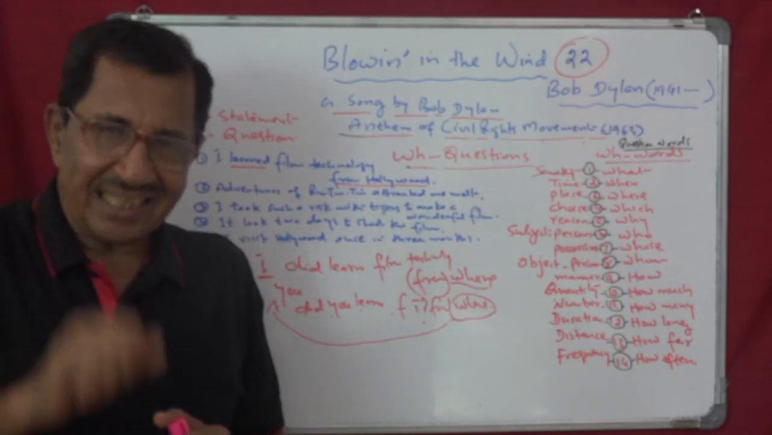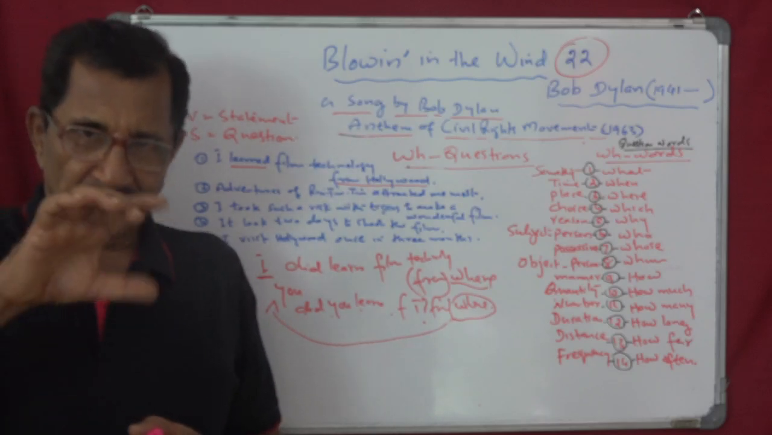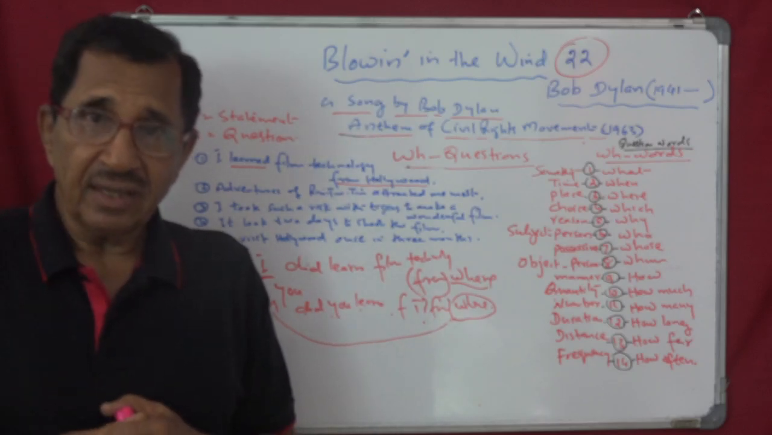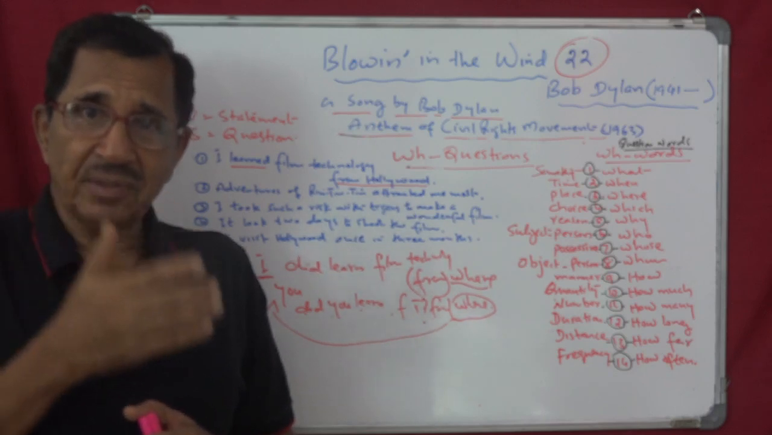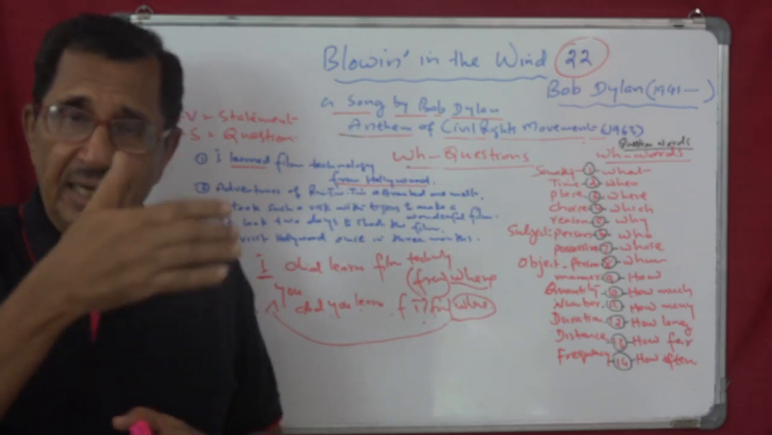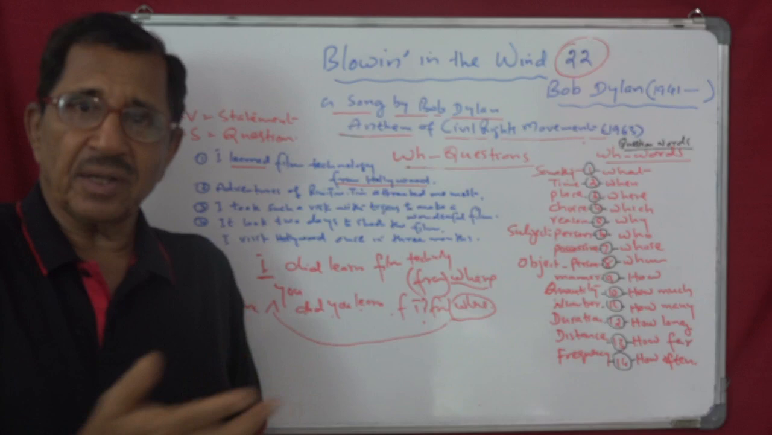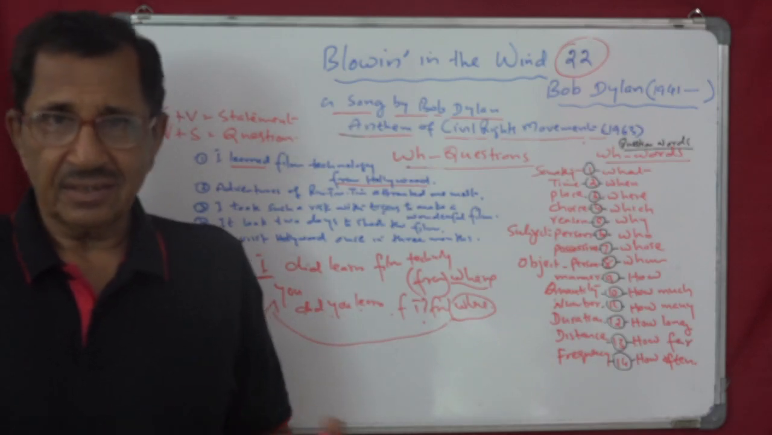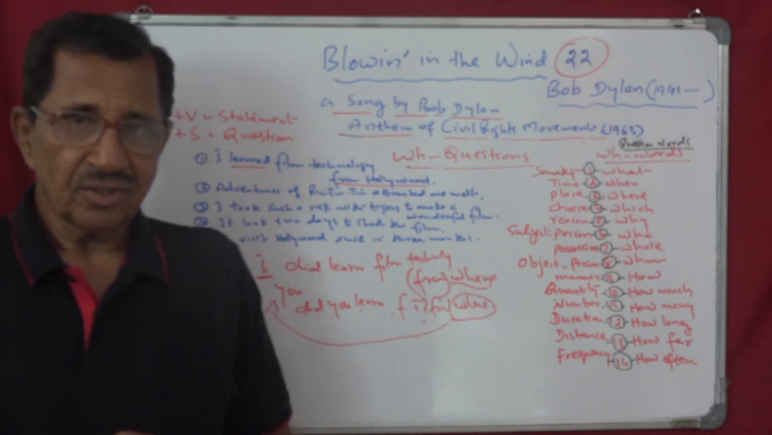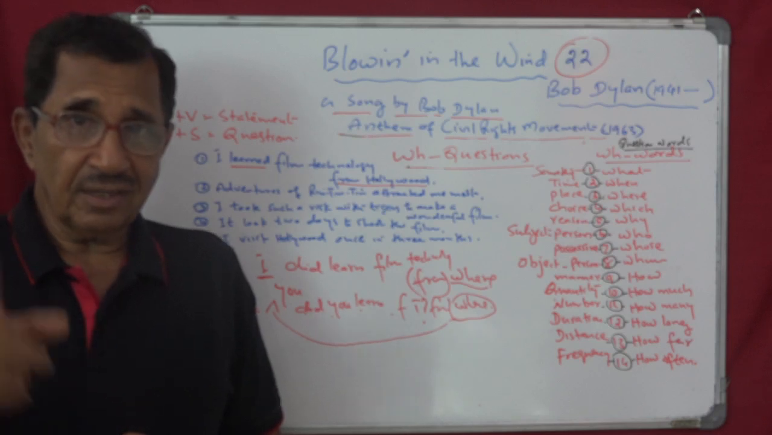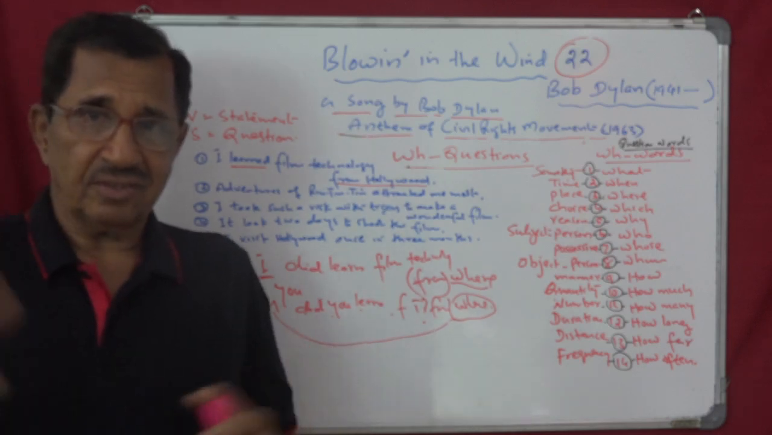Understand? It doesn't carry tense. A form that does not carry the tense. Why? Because the tense has already been taken from that verb and added to do, so therefore it becomes did. These things we have already seen. So where did you learn film technology?